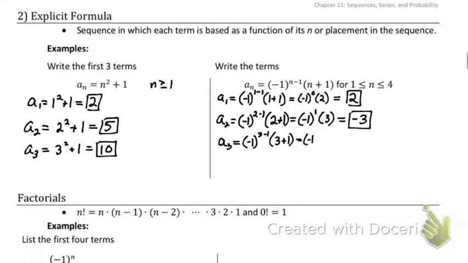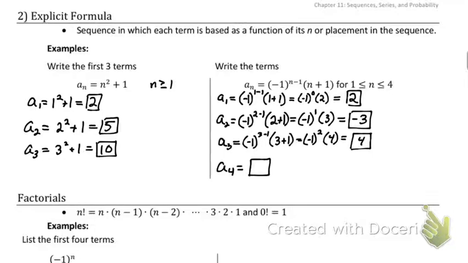That would be negative 1 squared times 4. Negative 1 squared is positive, it's negative times a negative. This comes out to a positive 4. That should be enough for me to say, oh, my next term is going to be a... What's my next term without doing any work? Jacob?